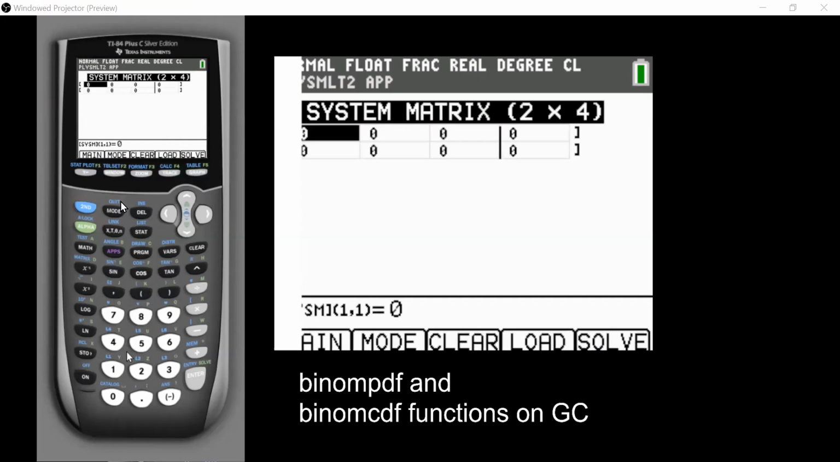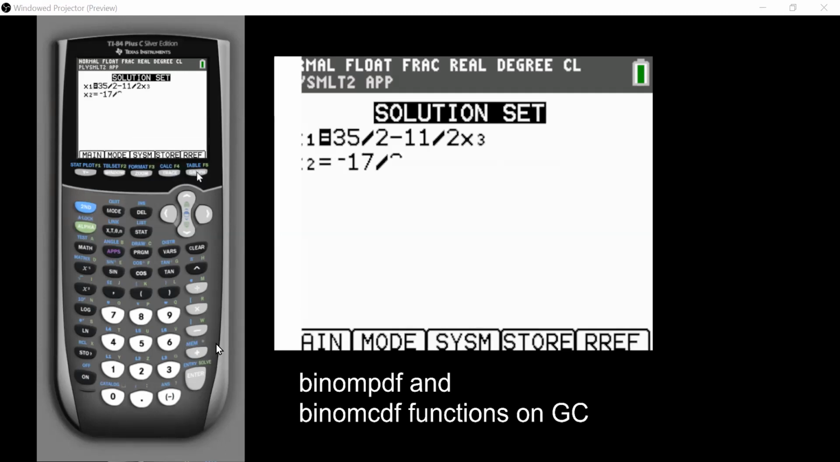We already got 1, 1, 2: 1x plus 1y plus 2z equals 9. Then next is 2x plus 4y minus 3z, so negative 3, equals 1. Take note, by the way, here I wrote down negative 3. I use this negative sign. Do not use minus. You use minus, it doesn't work. Must use negative. Then you press solve.